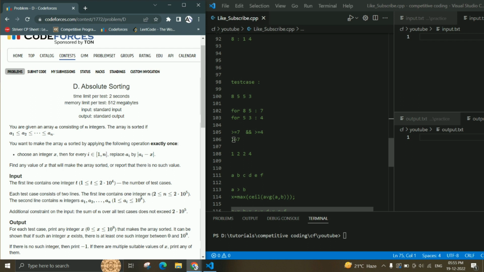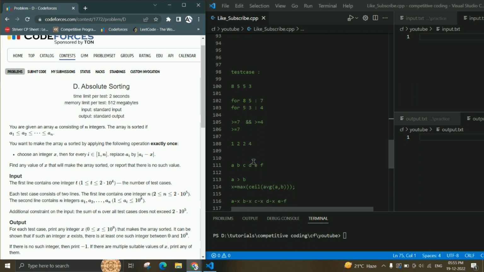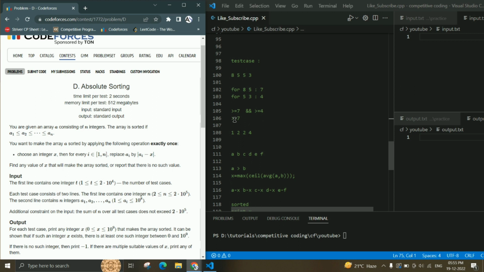So we can ultimately take x greater than or equal to 7, as it will sort the 8 5 also, and it will sort the 5 3 also. After taking 7 as x, the array will become 1 2 2 4, which is the answer. So we will print 7 in this case.